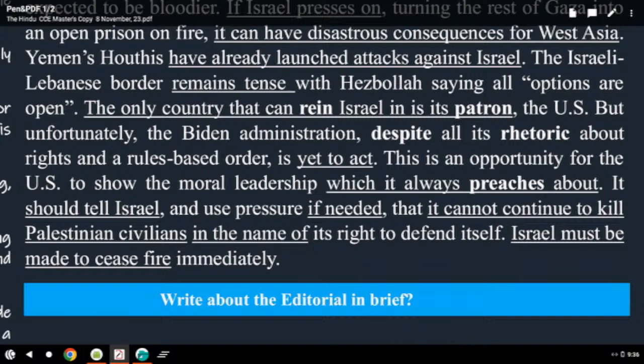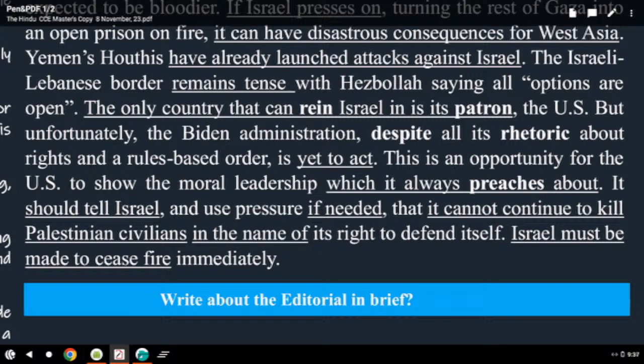This is an opportunity for the US to show moral leadership. Now, if the US takes the initiative and controls or reins in Israel, the entire world will appreciate the US. Moral leadership, which it always preaches about. The US always talks about moral leadership, preaches about. It should tell Israel and use pressure if needed that it cannot continue to kill Palestinian civilians in the name of its right to defend itself. Israel says we are trying to defend ourselves, but in the name of defending yourself, you cannot kill innocent people. And who should tell that? The US should tell Israel, and that is the only country which can tell, convince, or control.